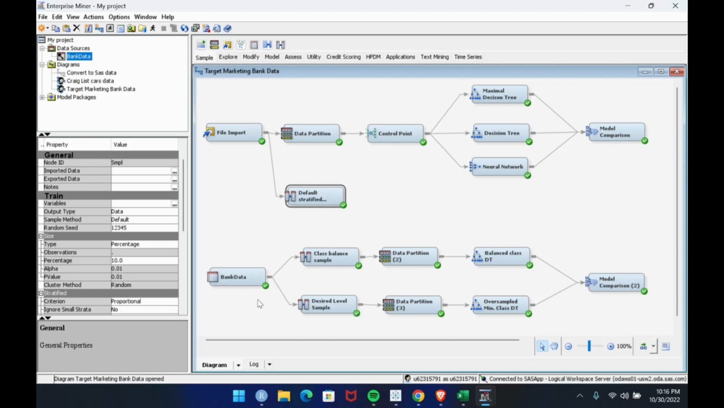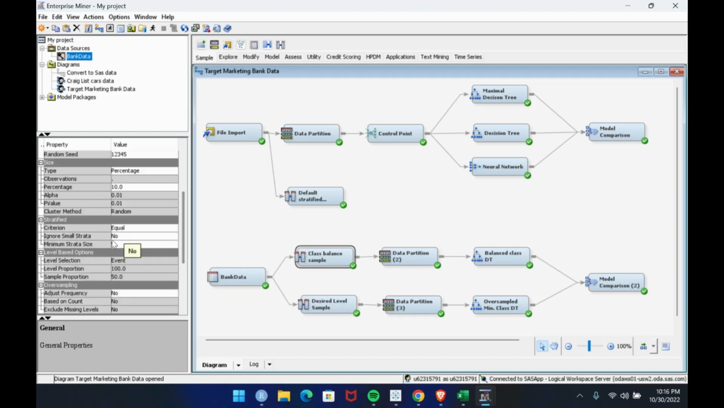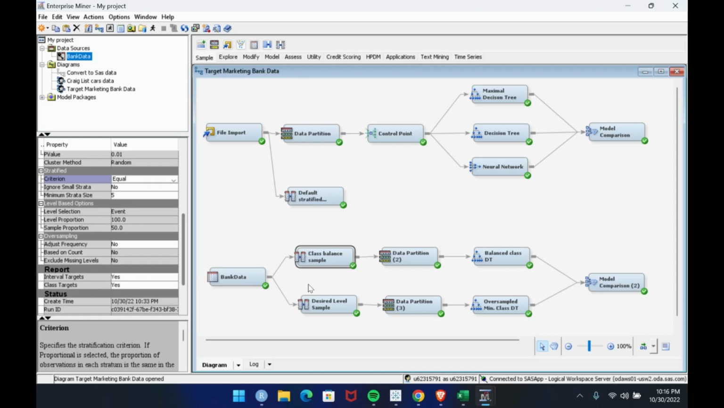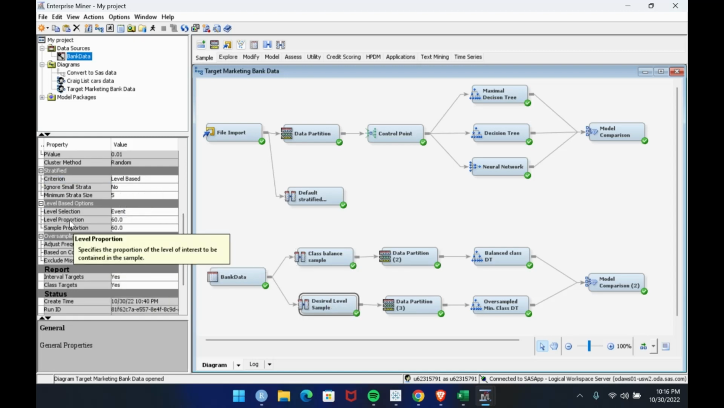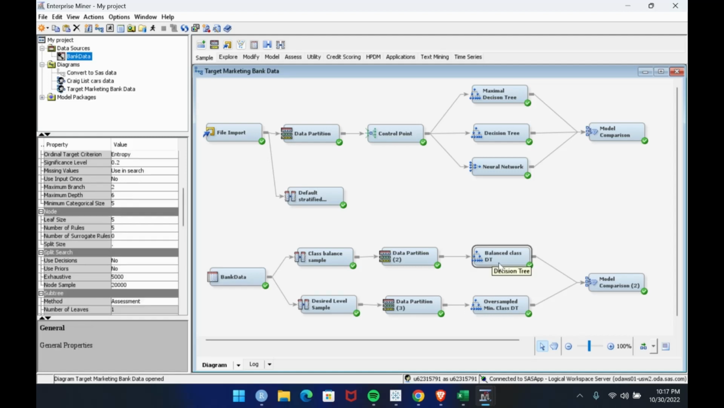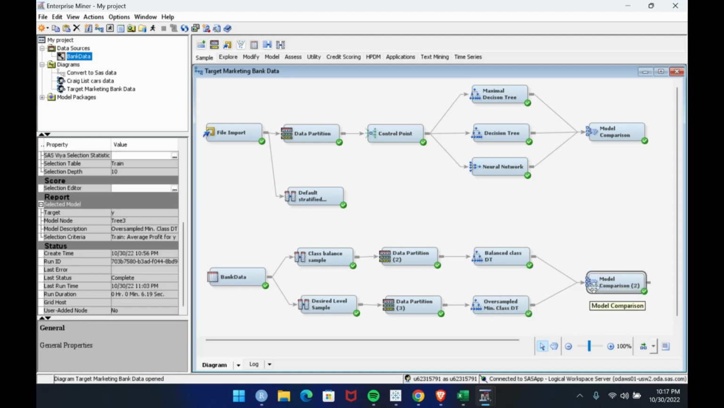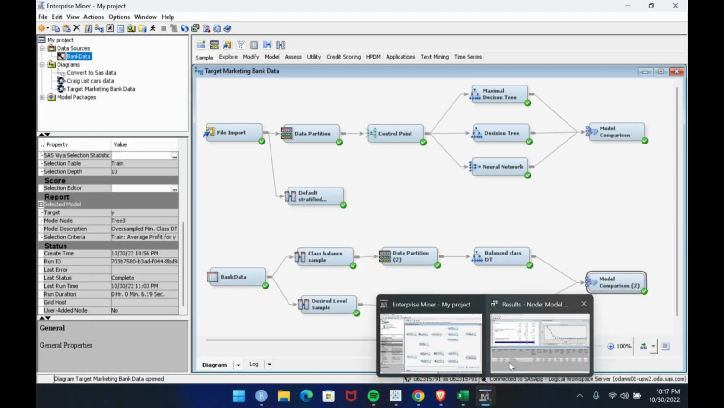That can be done. In SAS Miner, we have these two options, where under the criteria, if it is equal, then it does what is called equal balancing of the classes. Then there's another criterion called level based, where we can specify the level of interest contained in the sample. Here I made sure that we have 60% ones and 40% zeros. Once I run the model on these two, we can see how the results are.